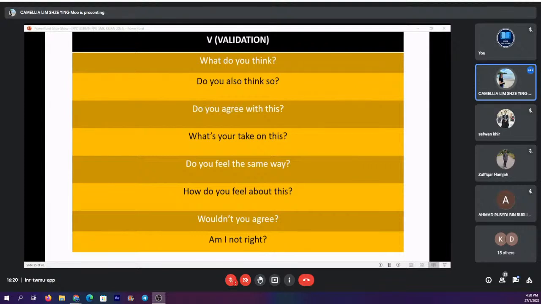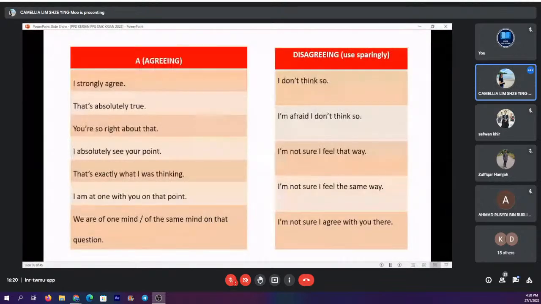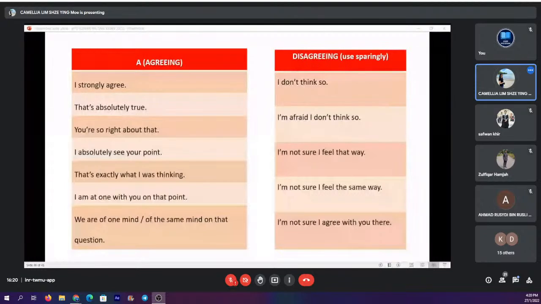So what happens after one student has asked for validation from their partner? Clearly the partner has to either agree or disagree with the student that has spoken before. And that brings us to the A, or agreeing, right? So here we have, as you can see, a few phrases and even sentences. Before the next student elaborates on another point, that student should make it clear that they agree with their partner's statement. This can be done through the phrases in red shown here. Phrases such as these can make it clear that they agree with their partner.